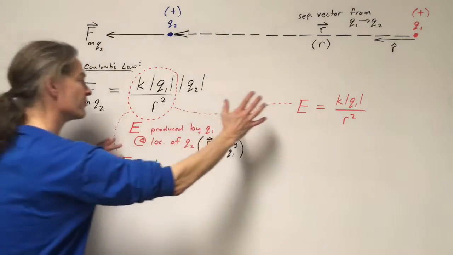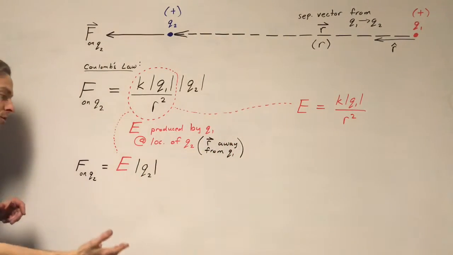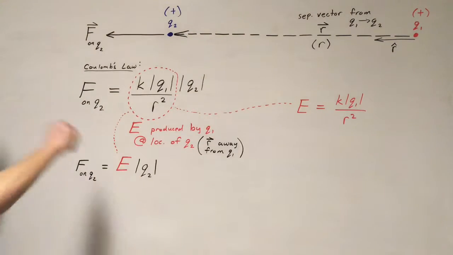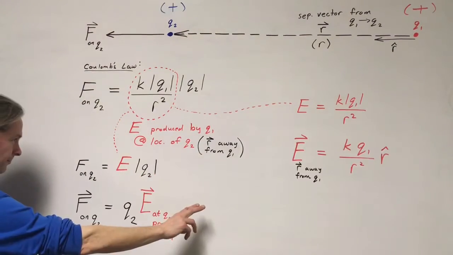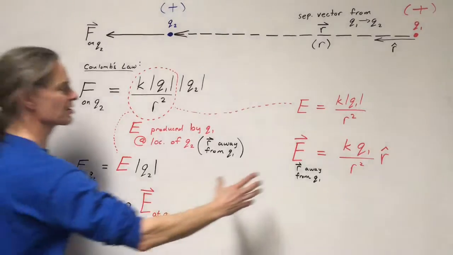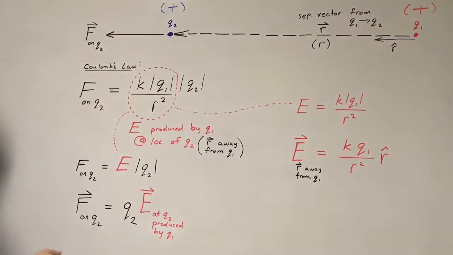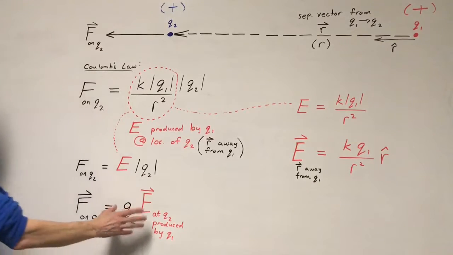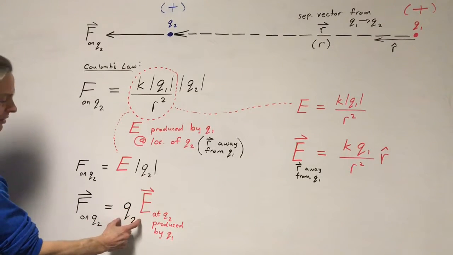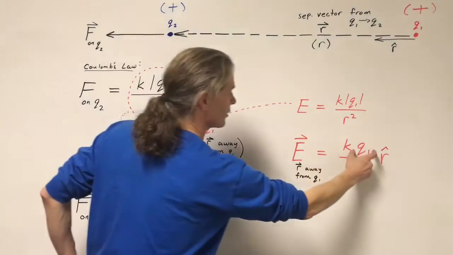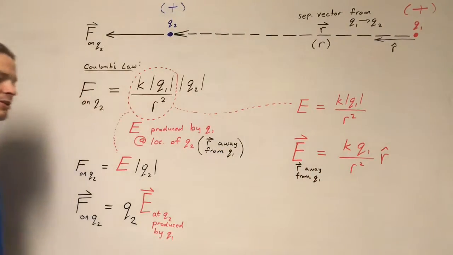We've written things in terms of magnitudes. I want to take one more step and write them in terms of vectors. Here we go. All right, so let's look at these vectorized expressions. First, note, in these vectorized expressions, we no longer have absolute value signs around the charges. Here I've got Q2 without absolute value signs. Here I've got Q1 without absolute value signs.